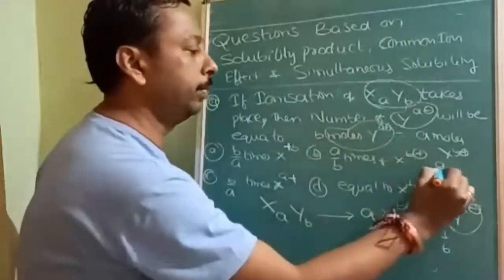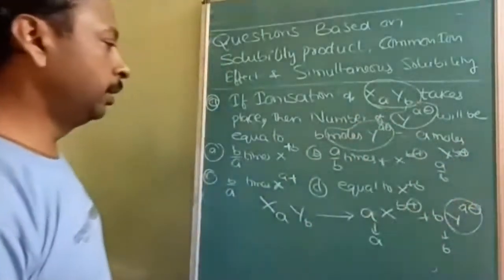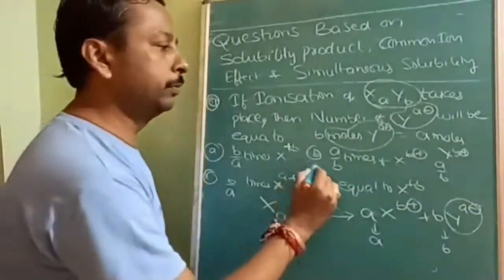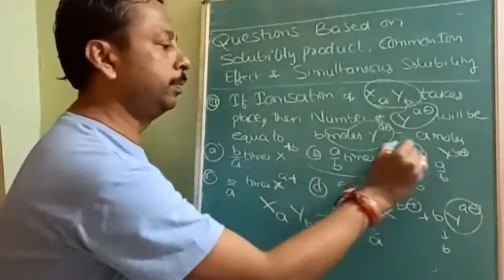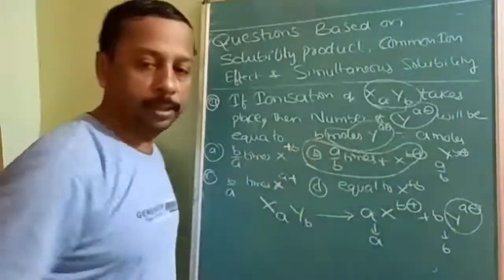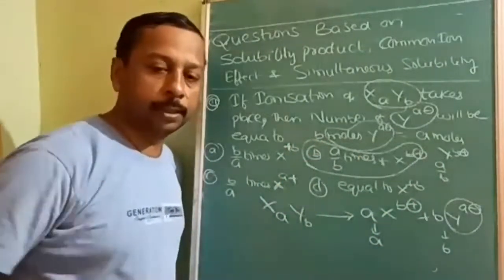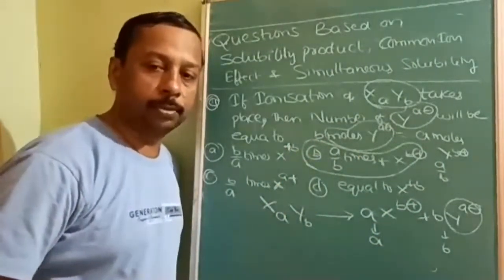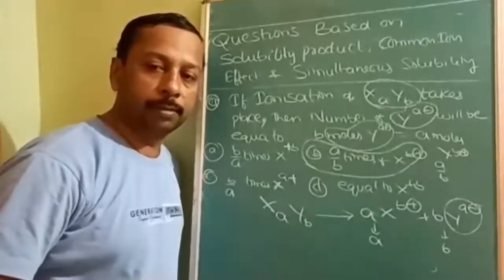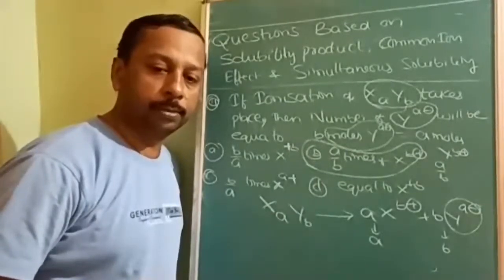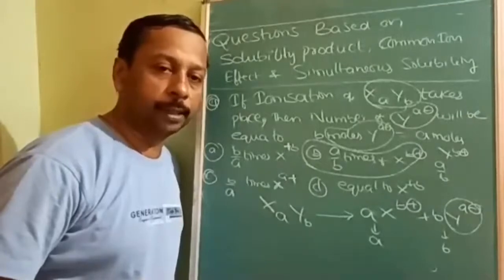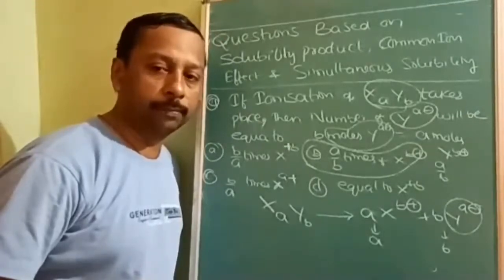So the number of moles of Ya minus we want is a by b times of Xb plus. So B option is correct. So like that, derivation of formula is also important. Okay, if you go for the shortcuts, this type of questions you will not be able to solve.